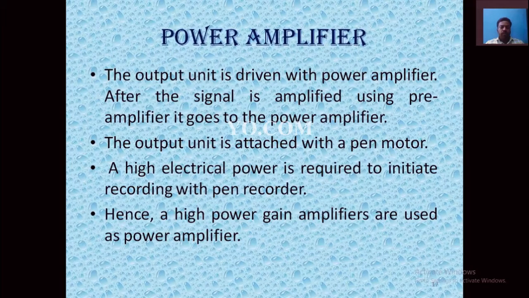After the signal is amplified using the preamplifier, it goes to the power amplifier. The output unit is attached with a pen motor. The pen motor is used to draw the ECG graph. A high electrical power is required to initiate the recording with the pen recorder. Hence, a high power gain amplifier is used as a power amplifier. The power amplifier is a high gain or high current amplifier. This amplifier drives the output device such as a pen recorder or LCD display or any other device. So the power amplifier is very important, used to amplify the pre-amplifier output signal.